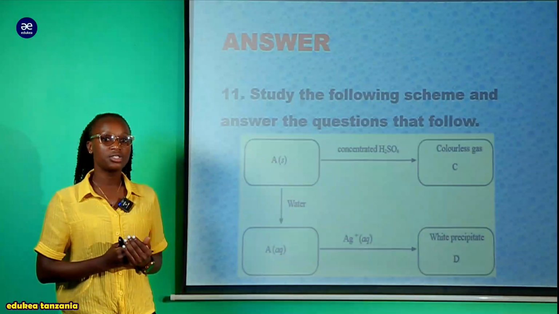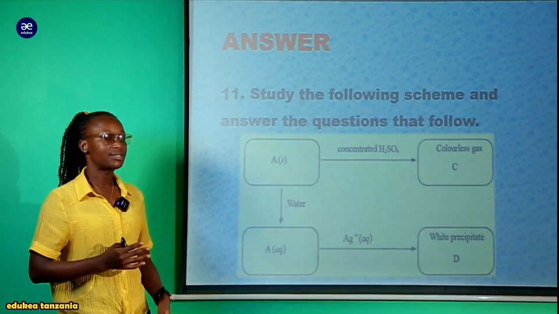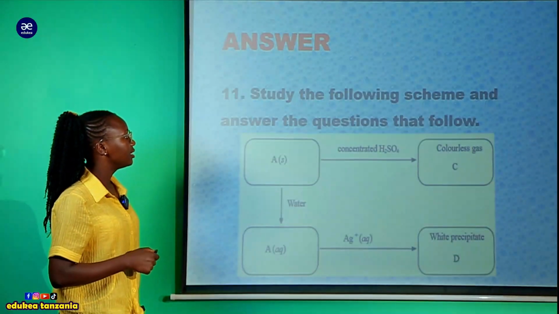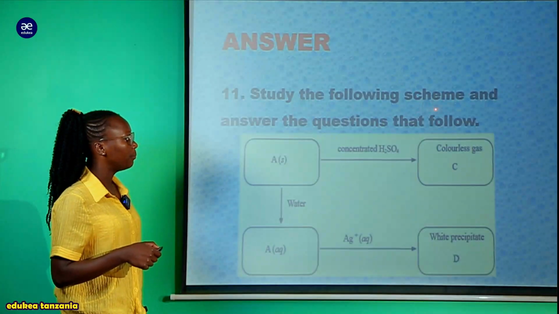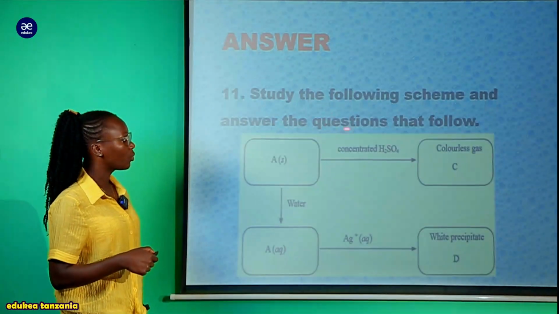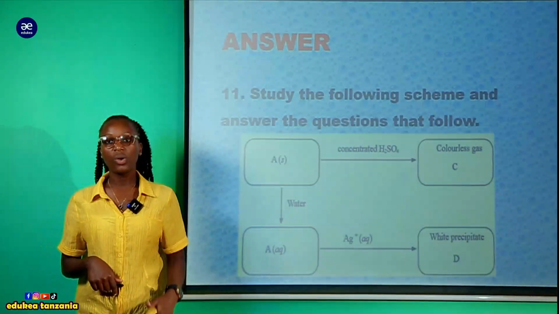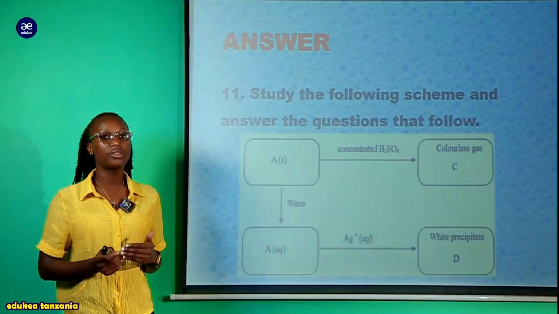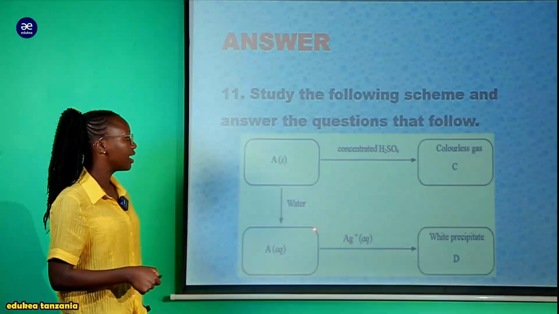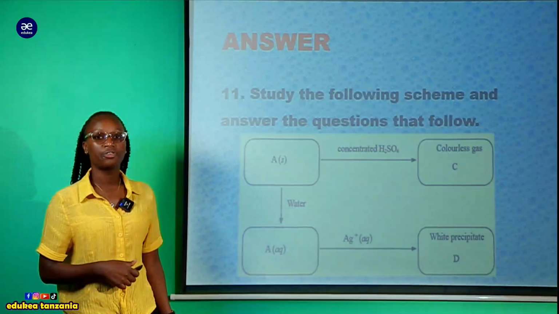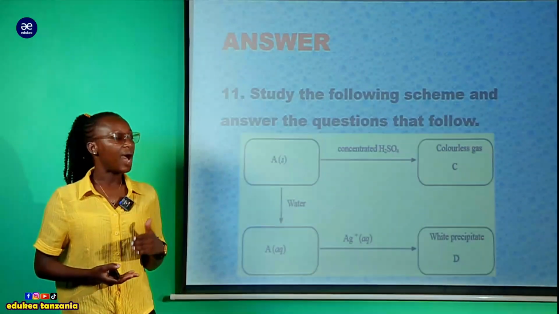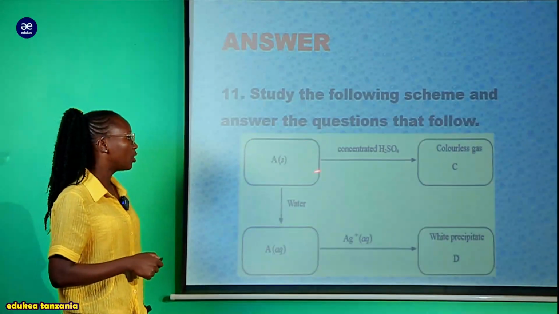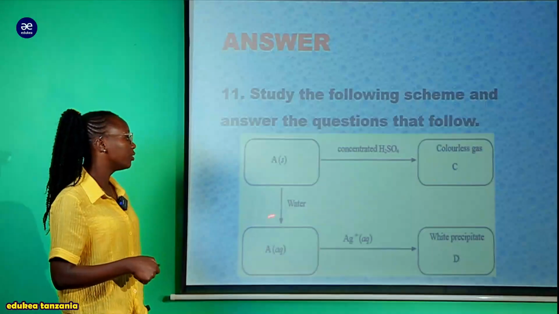So here, my students, we are going to discuss our question. I need your attention so you can understand something here. Question number 11 states: study the following scheme and answer the questions that follow. You are given this scheme, a simple diagram which illustrates the formation of different compounds under different conditions. As you see, we have boxes 1, 2, 3 and 4.